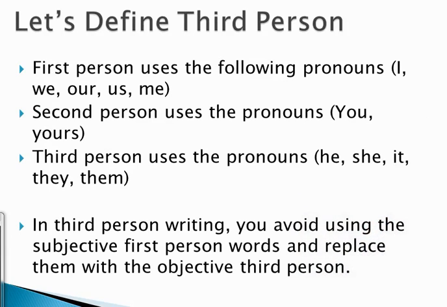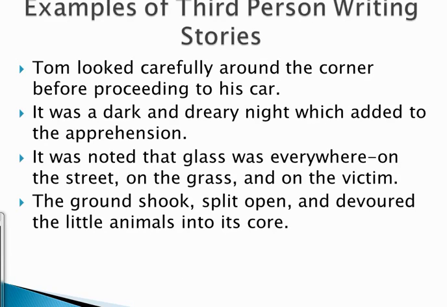First person uses the pronouns I, we, our, us, and me. Second person uses the pronouns you, both the singular you and the plural you, and yours. And third person uses the pronouns he, she, it. Don't say those three too fast or you get in trouble. He, she, it, they, and them. In third person writing, you avoid using the subjective first person words, the I's, the me's, the we's, and replace them with the objective third person.